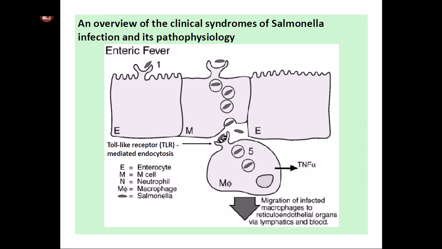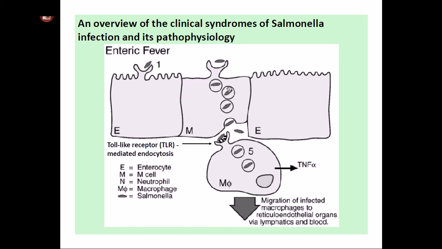Now if we look at the process happening in the enteric fever system, again the route of entry for Salmonella causing enteric fever as well as gastroenteritis is the same, but the approach is slightly different. So what they do in enteric fever is, instead of entering through these epithelial cells, they take entry through the M cells.